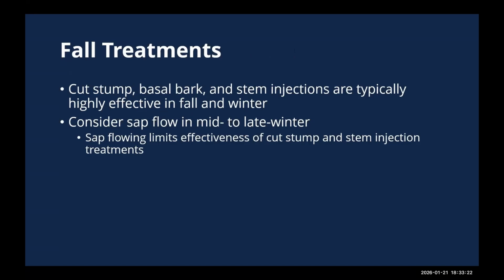So that sap flowing, especially in late winter, even right now, if you go into southern Illinois, our autumn olive is starting to open up and already grow new leaves. That late winter sap flow really limits the effectiveness of those cut stump treatments and those stem injection treatments. They tend to almost push the herbicide out, and you just don't see the same effectiveness.